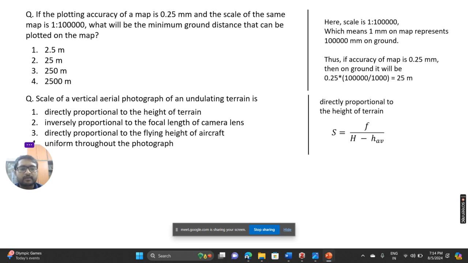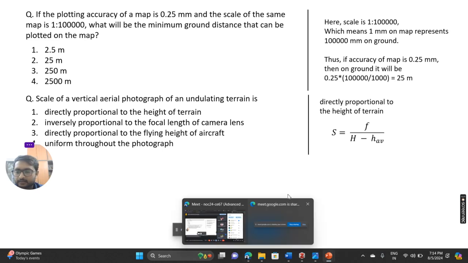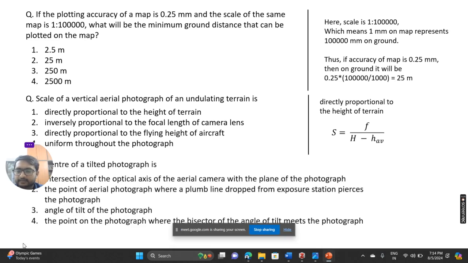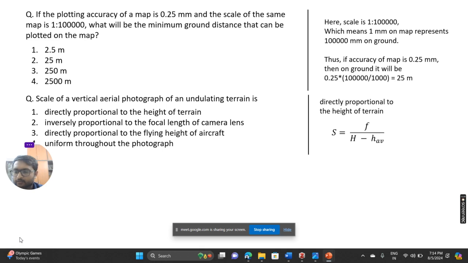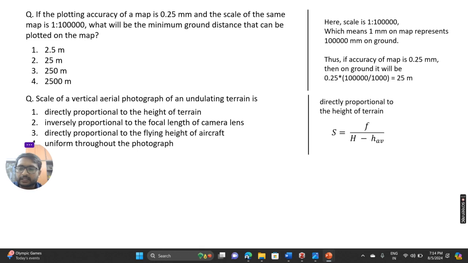And when we talk about h average, for an undulating terrain, if we increase the terrain height, then the difference between H and the terrain height becomes less, and as the denominator becomes less, your scale will become high, and because of that the scale will increase. Is there any doubt in this? No, sir. Okay, so now you have an idea of how all three variables, the camera lens, the height of the airplane, and the average height of the terrain, are related with the scale. Is it fine?